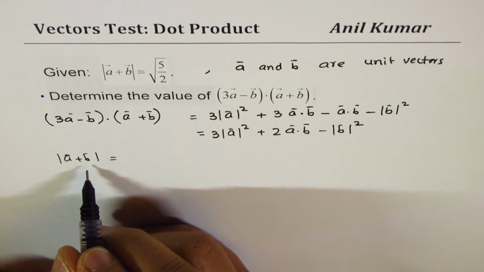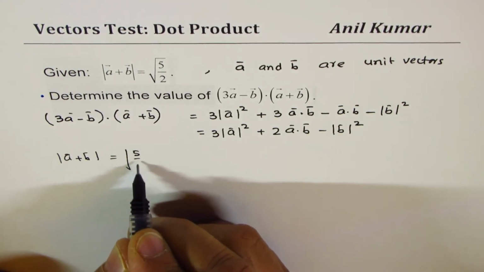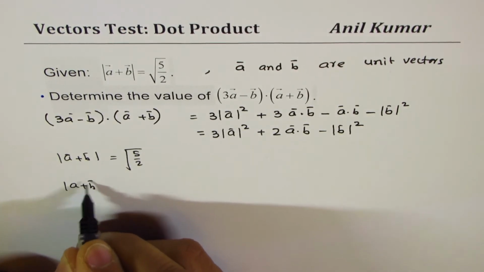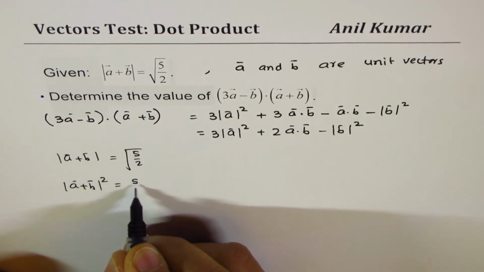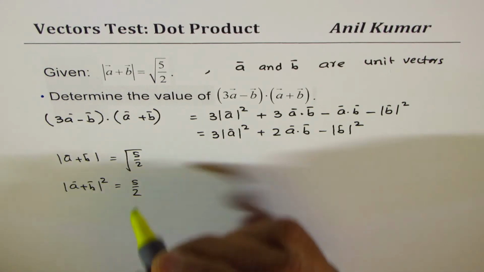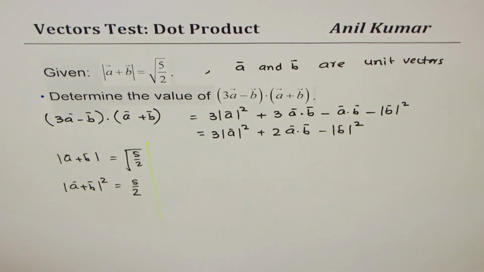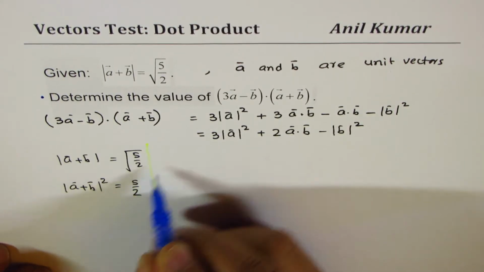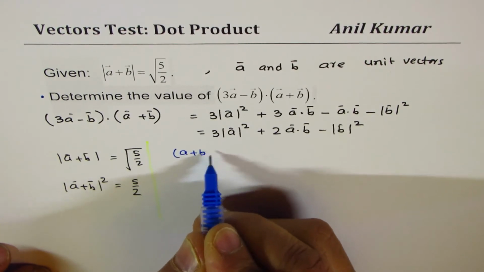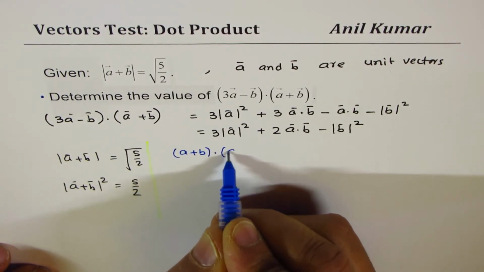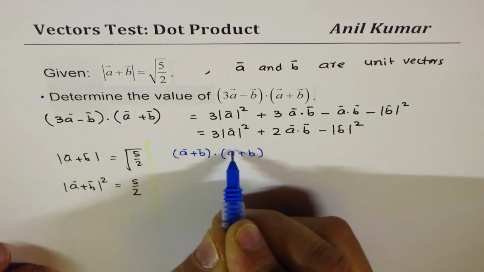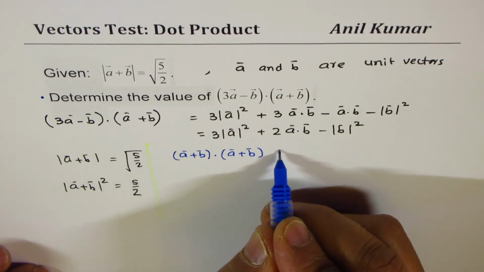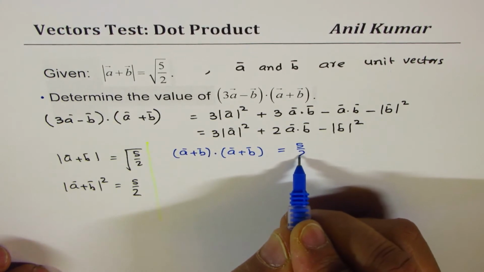Okay. Now, if you are given the magnitude of a vector, which is A plus B, here we are given square root of 5 over 2, correct? So if I square both sides, what do I get? I get A plus B whole square equals 5 over 2. Does that give you an idea? So the idea here is, what is this A plus B whole square? Basically, it is A plus B dot A plus B, right? So when you do dot product by itself, you get magnitude square. That is what it is, right? So this is equal to 5 over 2.